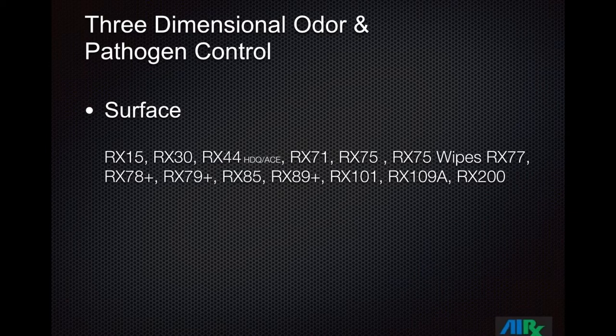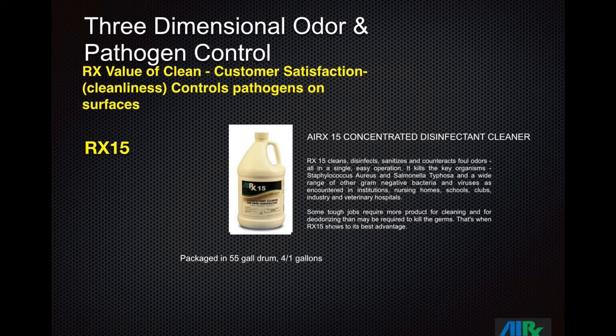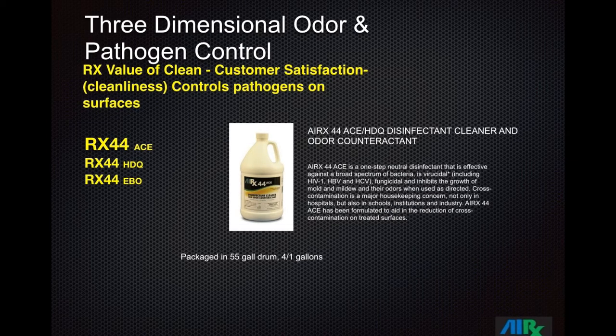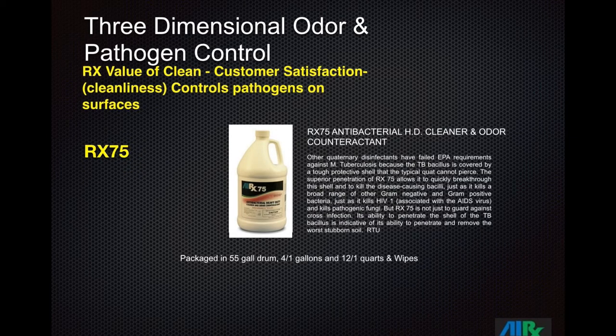And then we get into surface products. This slide has all of the Airx products that relate to surface, but then I focused on specific ones. This presentation will be updated with the new labels shortly. So Airx 15 is one of our disinfectant products. Another disinfectant would be the 44 ACE, HTQ, or EBO. These would be all for controlling pathogens.